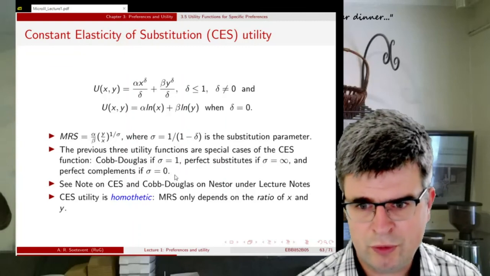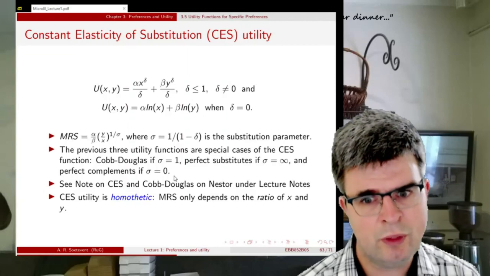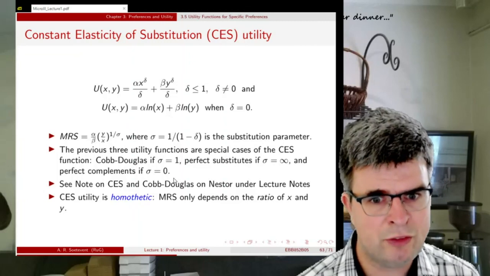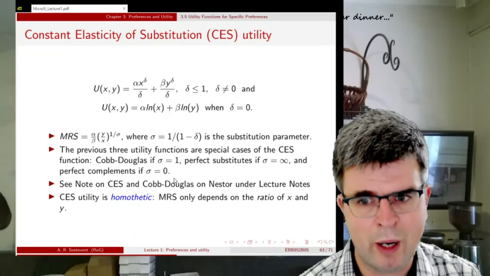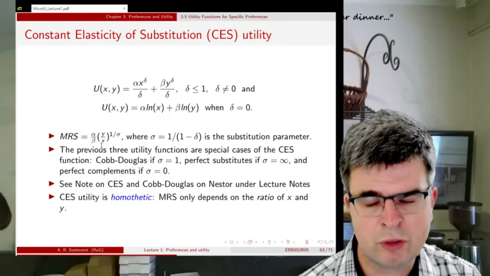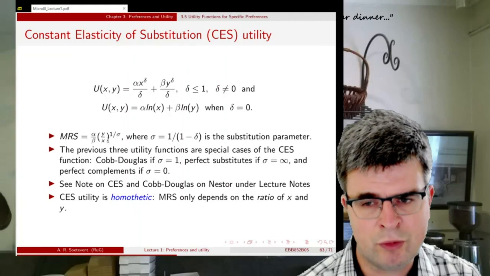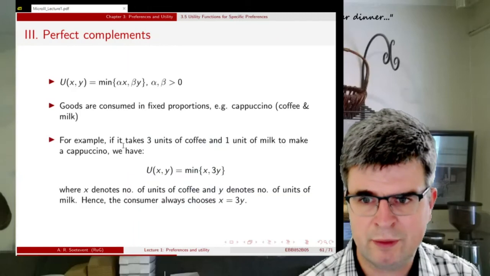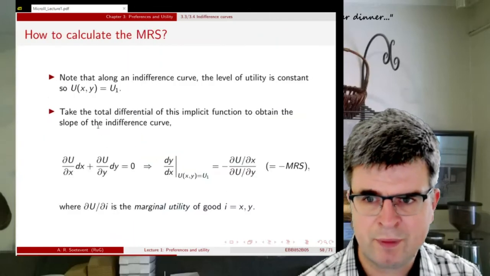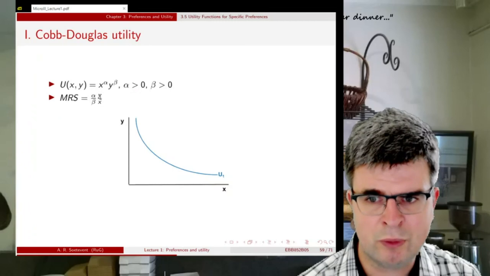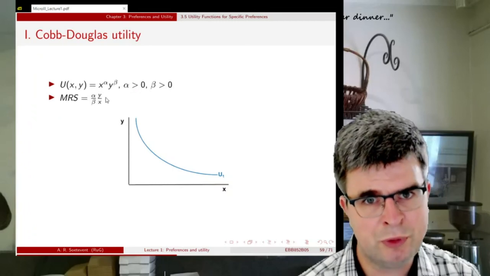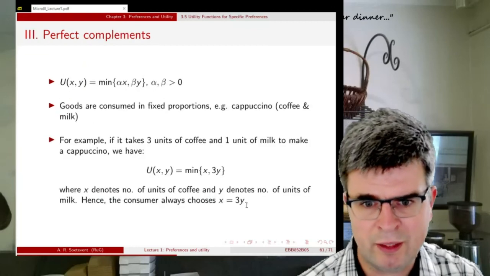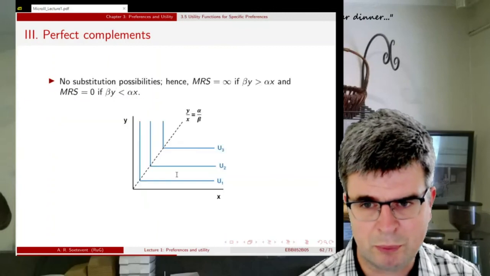The CES utility function is a homothetic utility function, which says that the marginal rate of substitution only depends on the ratio in which you consume x and y. So the marginal rate of substitution is a function of the ratio y over x, as you can see here. You can also see in the previous slides that for the Cobb-Douglas, the marginal rate of substitution is a function of y over x. Here it doesn't appear at all, and here it's also in fixed proportions.